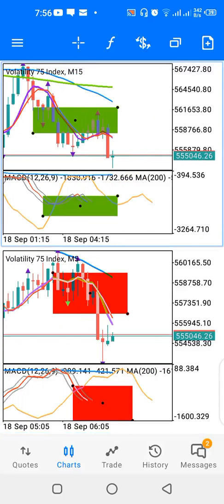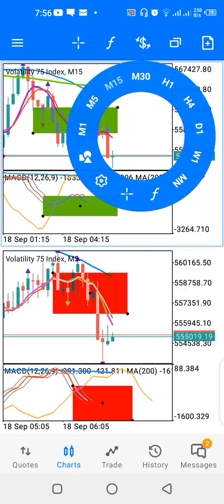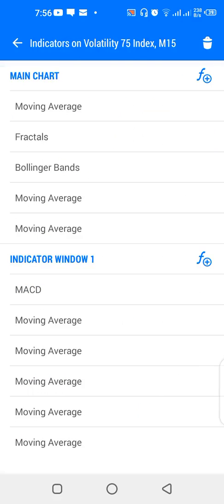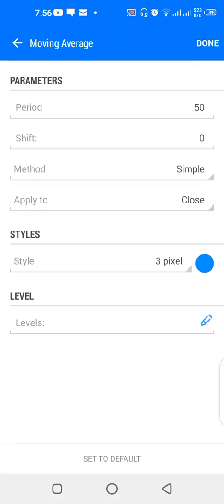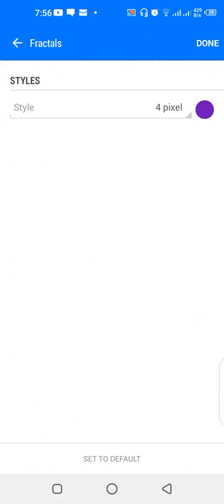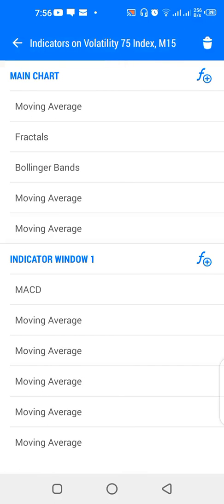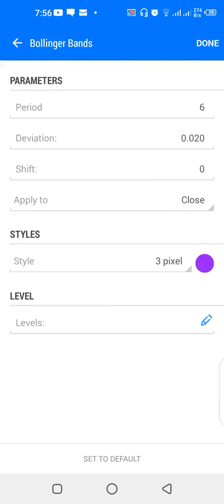What I simply do is, let's look at the indicator settings. The same indicator parameters that you have on the upper window are the same you have on the lower window. For the upper window, the main chart, we have moving average. The period is 50, shift is 0, method is simple, apply to close, color is blue. We have fractals. We have Bollinger Bands. Period is 6, deviation is 0.02, shift is 0, apply to close.